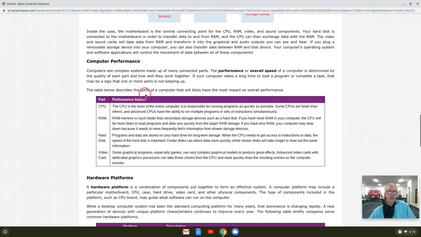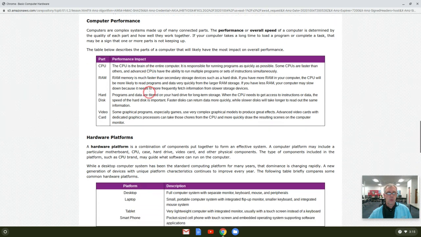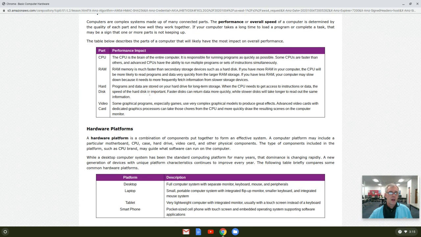Computer performance, this is where they're just talking about how everything works together, and understand that a computer is much like a train. A train can only go as fast as its slowest car.